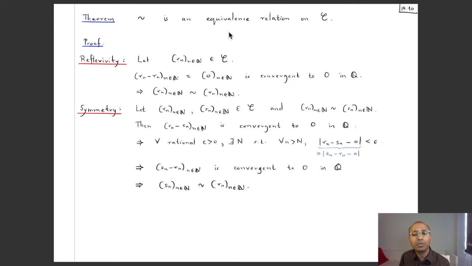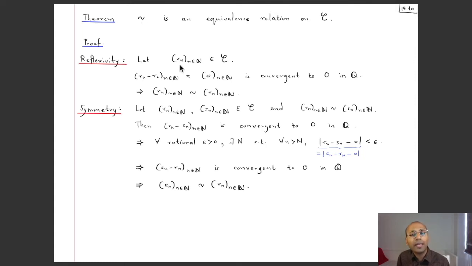So then we have to show that each element in the set is related to itself. Well, this set is the set of all Cauchy sequences in Q. So let Rn be a Cauchy sequence in Q. And we want to show that this element is related to itself under this relation. Two sequences are said to be related to each other if, when I take the term-wise difference of these two sequences, that sequence is convergent in Q with limit 0.